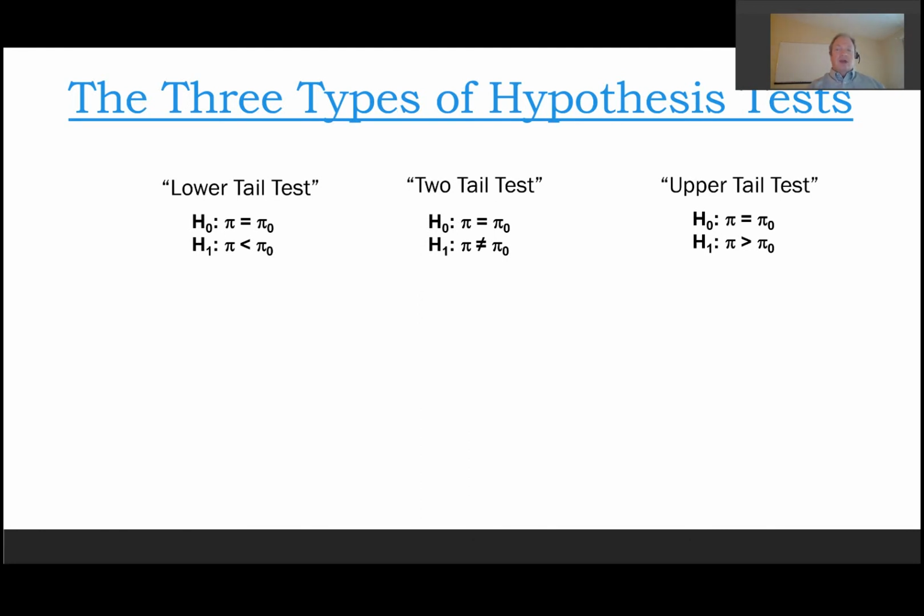And these names come from when we compute the percentiles of our sample percentage. We're going to see that the percentile we compute is going to be a lower tail here, it's going to be two tails, and here it's going to be the upper tail.